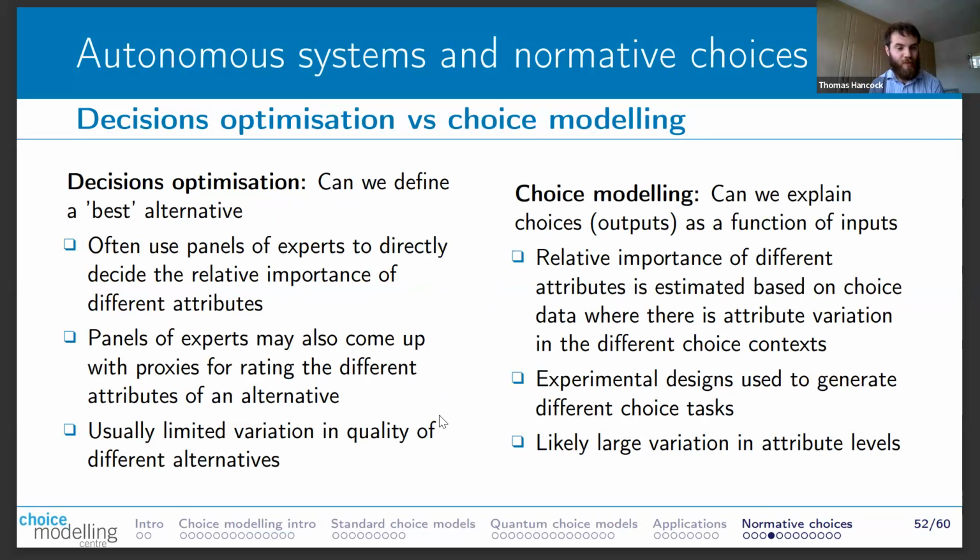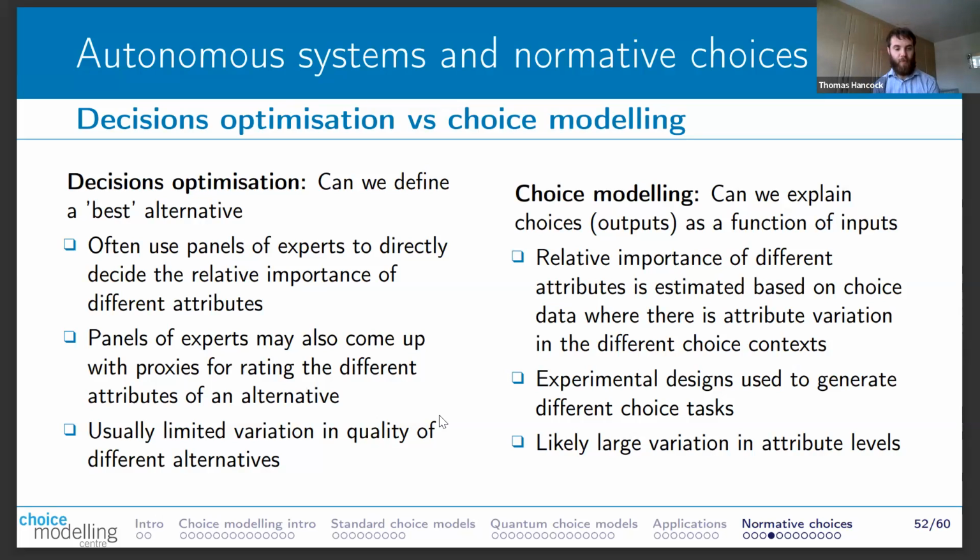So in decisions optimization, that's really about, can we define a best alternative? Can we support decision makers to make the best possible outcome? Or can we support a machine to make the best possible outcome? That's another way of framing this. So these often use panels of experts to directly decide the relative importance of different attributes. Now, these panels of experts may also come up with proxies for rating the different attributes of an alternative.